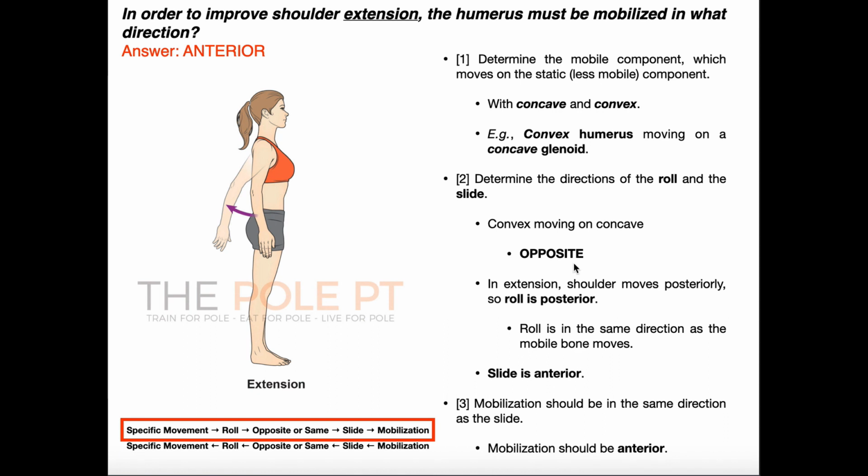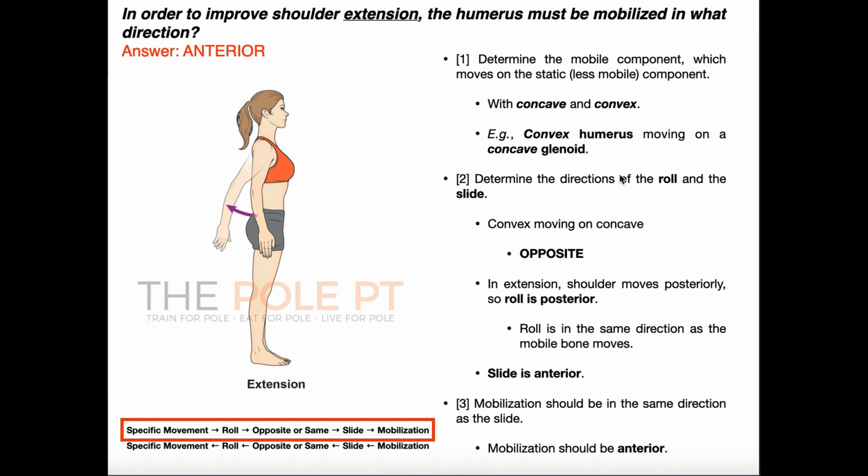The general rule here is that if you have a convex bone moving on a concave bone, so convex moving on concave, the roll and the slide are going to be in opposite directions. Okay? If it were the other way around, and we'll see an example of that in the next video, where we have concave moving on convex, then the roll and the slide would be in the same direction. So we really need to figure out if the roll and the slide are opposite or the same.